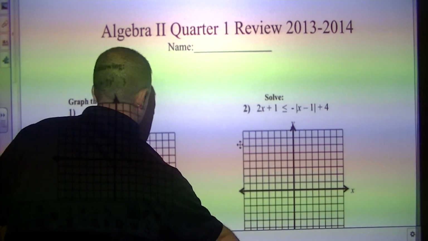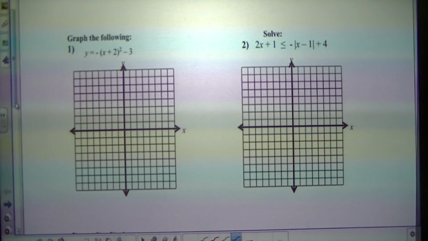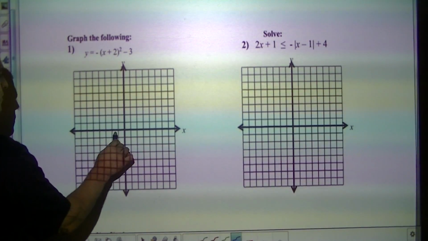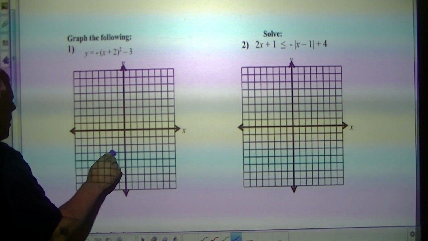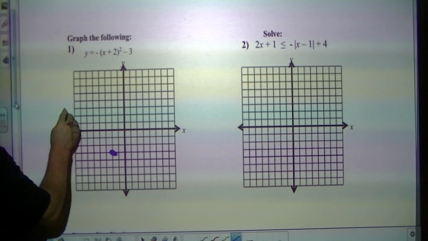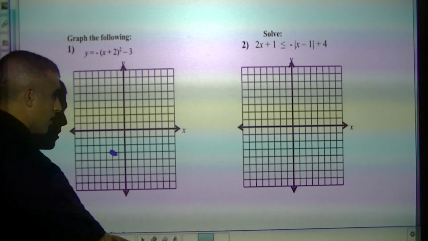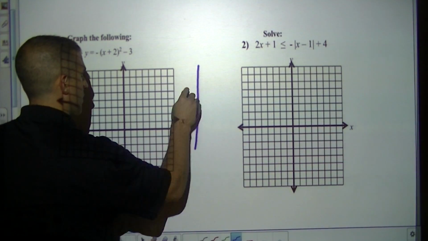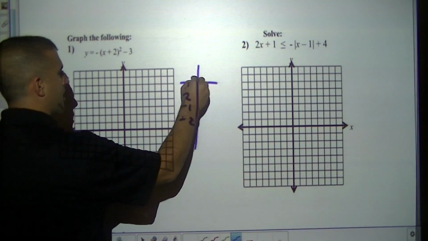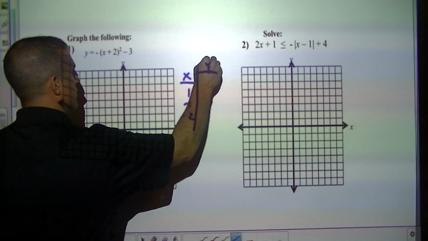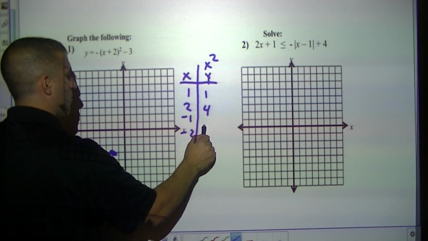Okay, so the first problem here: graph the following. What you need to do is graph the anchor point. We're at -2, -3, so -2, 1, 2, and 3. Normally the points for the quadratic are 1, 2, -1, -2. So the quadratic x and y, which we're using as x squared, is going to be 1, 4, 1, 4.